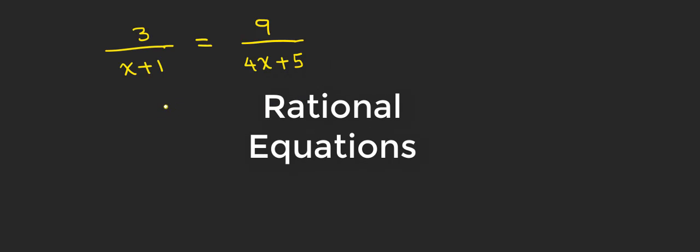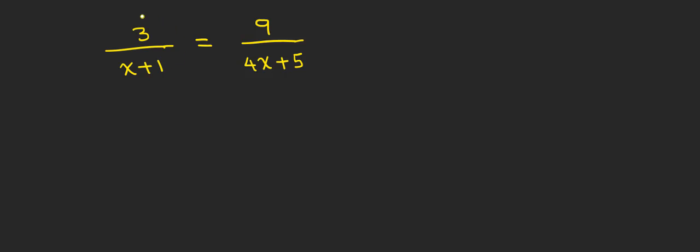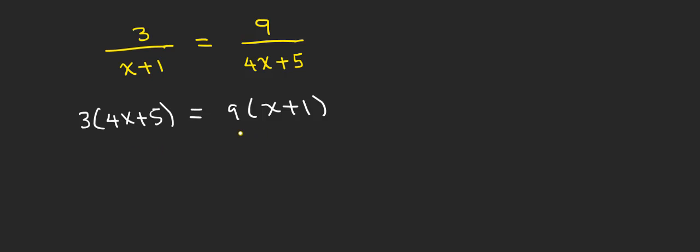In this video, we're going to solve rational equations. When you have a single expression on one side, and you also have a single expression on the other side, then what you could do is cross multiply. So you get 3 times the quantity 4x plus 5 equals 9 times the quantity x plus 1. And all you've got to do is just solve for x.